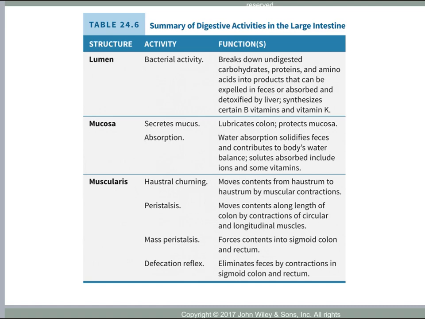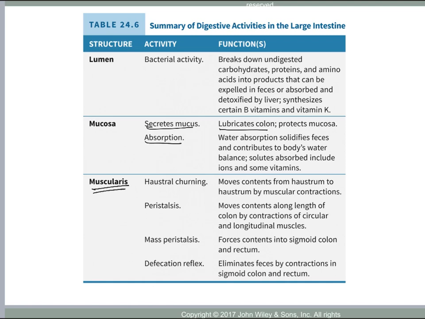It goes through the lumen, the activity being bacterial action, and the functions that are occurring, breaking down undigested carbs, proteins, amino acids into products that can be expelled in feces or absorbed and detoxified by the liver. We are synthesizing certain B vitamins and vitamin K. In the mucosa, we are secreting mucus and we are actively engaging in absorption. So the mucus, again, we said lubricates the colon, protects that mucosa. Water absorption solidifies feces and contributes to body water balance. Solutes are absorbed, and this includes ions and some vitamins.